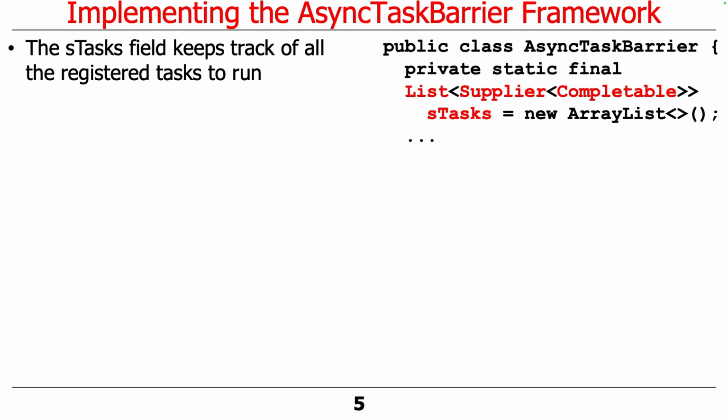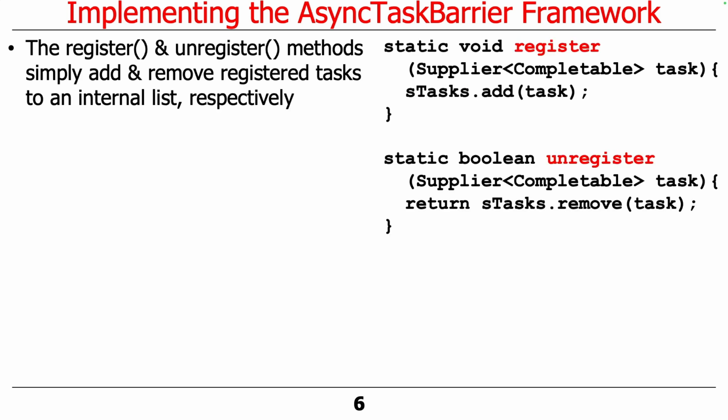So first of all, there's a private static field called sTasks. As you can see, it's a list of suppliers to completables. That's the signature that will be expected to register and unregister the various components, tasks in this AsyncTaskBarrier framework. And we initialize this to be a new empty array list. So pretty straightforward, pretty obvious.